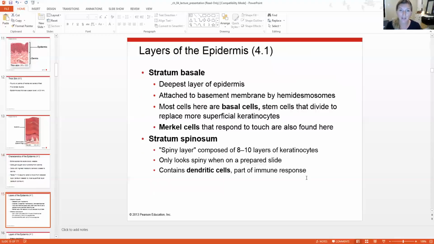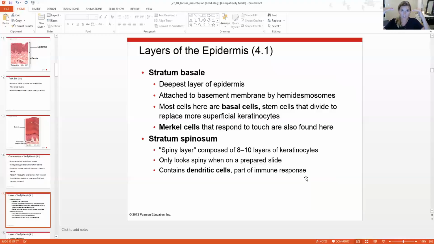The deepest layer is called the stratum basale, or sometimes it's called the stratum germinativum. It's the same thing. It's just the deepest layer. It's this layer that's right on top of the papillary layer. It's that layer of stem cells. This is where those basal cells are. Those basal cells are the stem cells. Those stem cells will undergo mitosis and divide to create more cells that just get pushed further up. There's also special cells in there called Merkel cells. These Merkel cells act as a touch receptor.